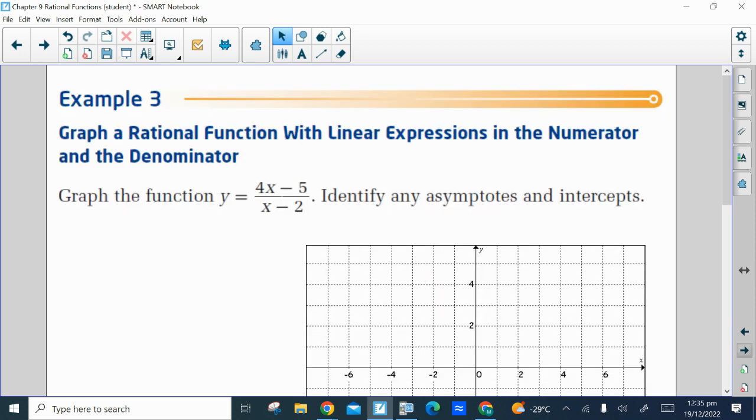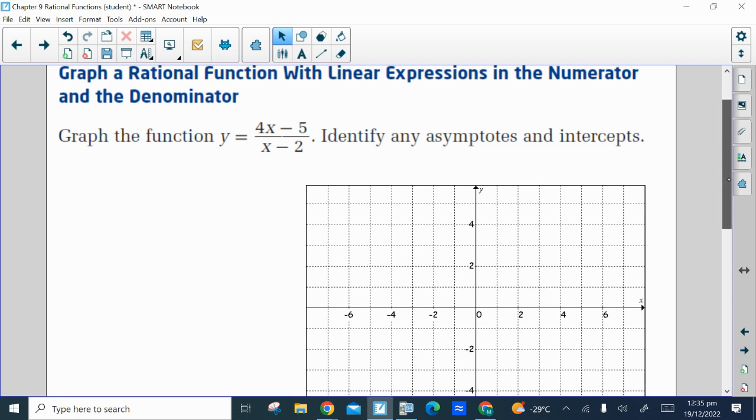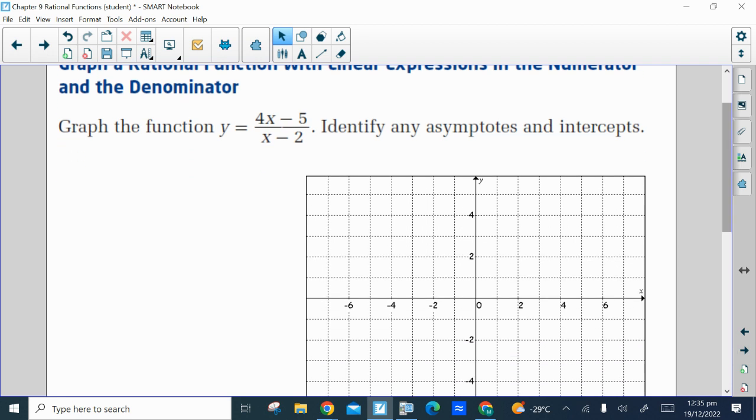But what about when we see something like this, where it's not set up in that format? This is still a transformation of y equals 1 over x. Because you can see you've got that denominator on the bottom of x minus 2, but there's also an x on top. Right? So it's completely different. So it says identify any asymptotes as well as the intercepts.